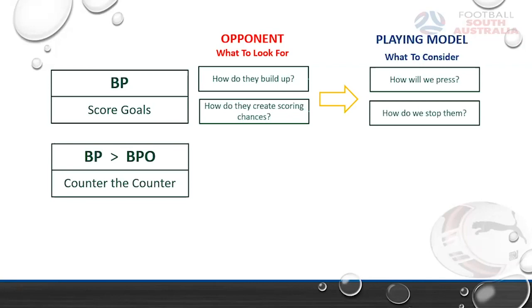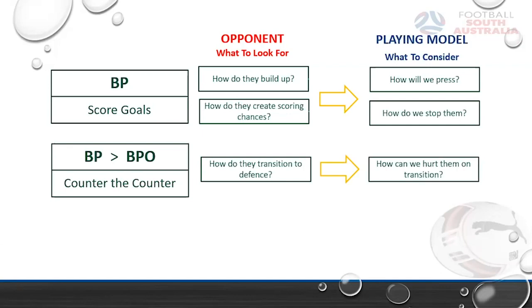And how will they counter the counter? So how do they transition into defence, loss of possession? Are there opportunities for you to hurt them quickly? Are they disorganised? Are there moments of disorganisation? Are there players within units that don't transition quickly that you can hurt on transition?